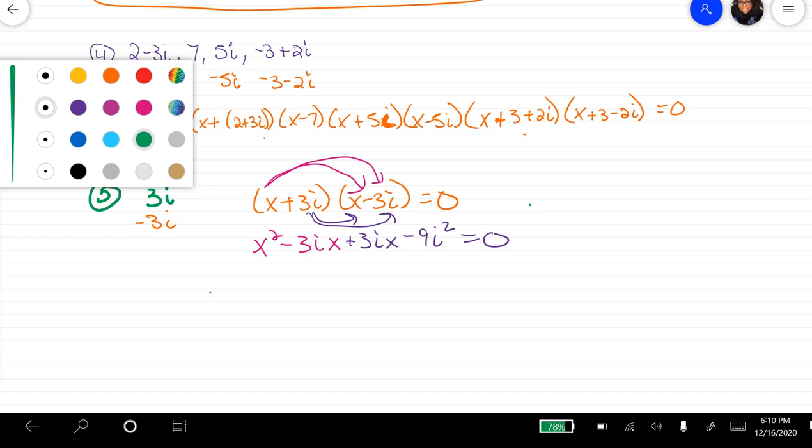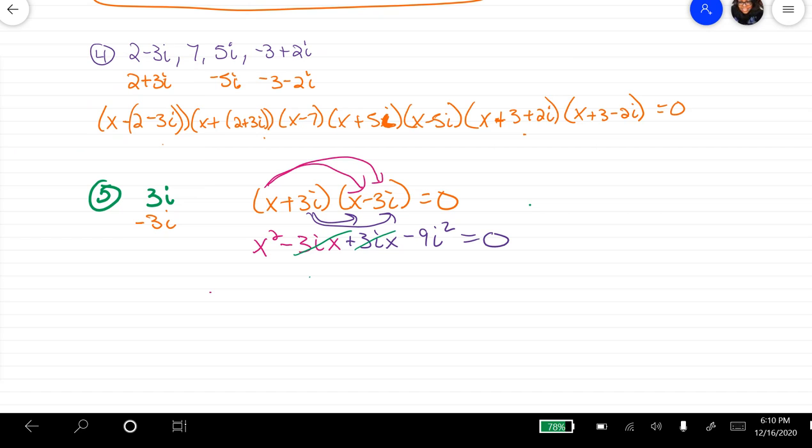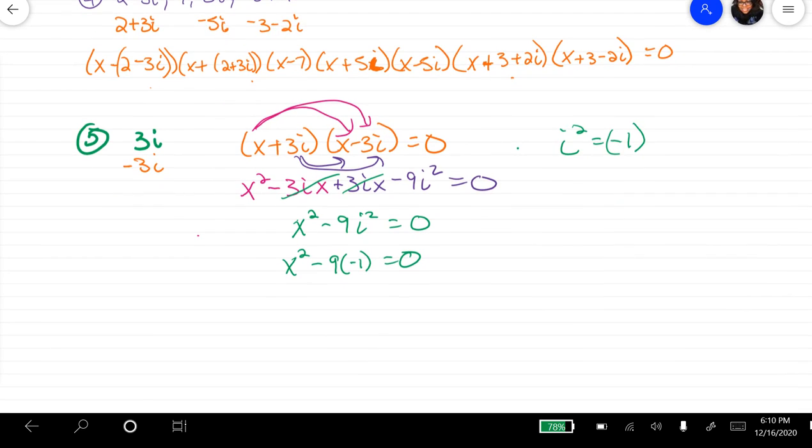In solving this, you'll realize that these will cancel. I'll end up with x squared. And then everyone should know what i squared is. At this point, i squared is negative 1. So what we're plugging in is going to be x squared minus 9 times negative 1. 9 times negative 1 ends up being positive 9. So we end up with x squared plus 9 equals 0.